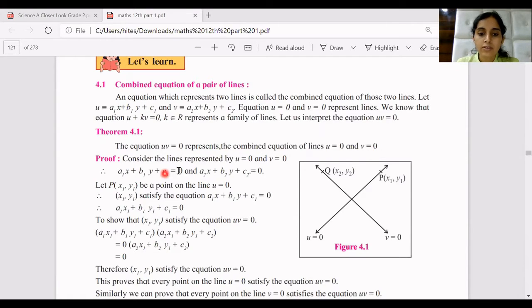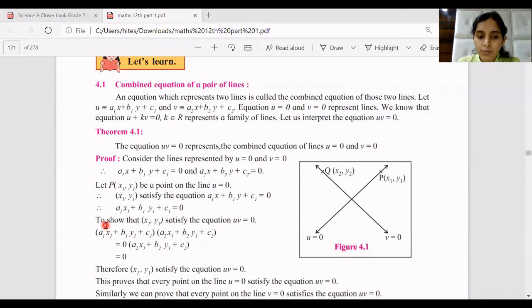So we have, considering the lines u equal to 0 and v equal to 0 as a1x plus b1y plus c1 equal to 0 and a2x plus b2y plus c2 equal to 0. Now we say let P(x1, y1), as you can see in the figure, be a point on the line u equal to 0. If it is a point on that line, then it satisfies the equation of that line. So putting it in the equation, it will become a1x1 plus b1y1 plus c1 equal to 0.